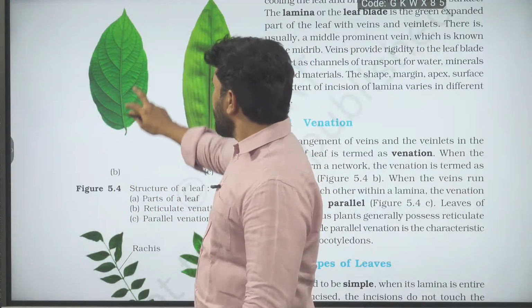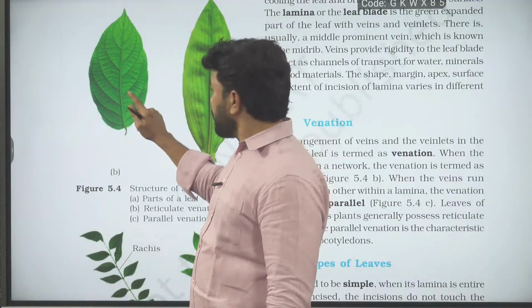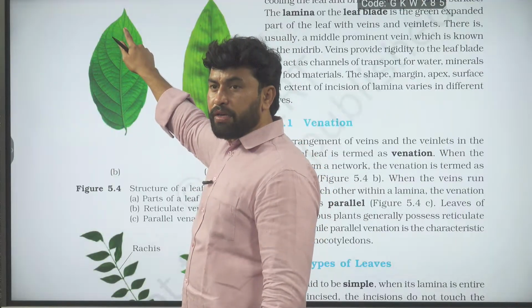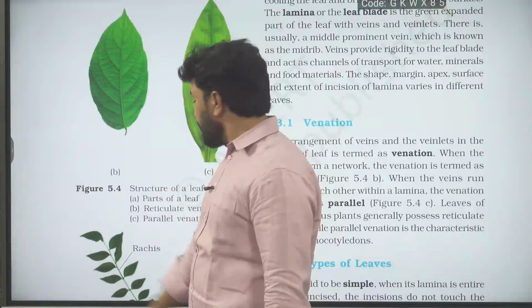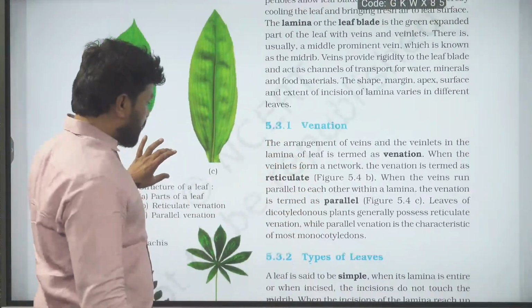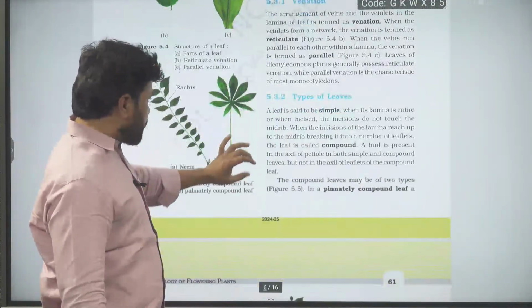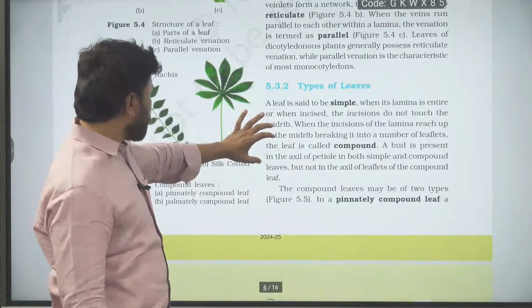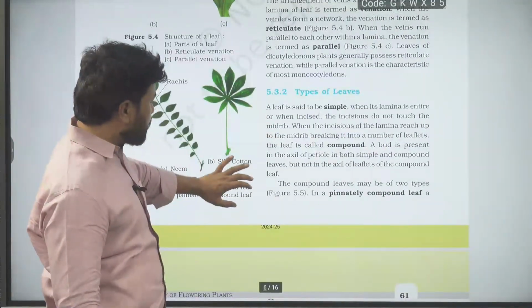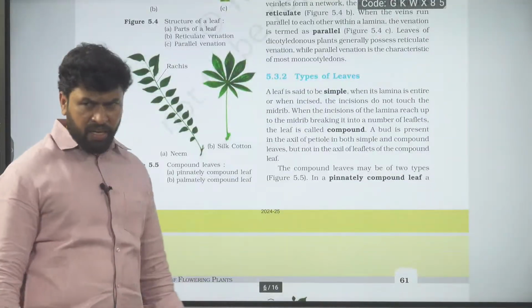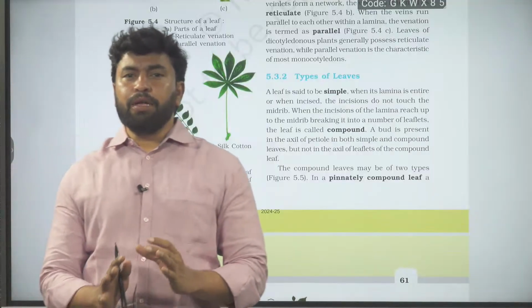Look at the reticulate venation in this leaf. A prominent vein, the midvein, and lateral veins are developed. Then go to types of leaves. Look at these types of leaves. Simple to understand: there are some leaves whose lamina is entire.